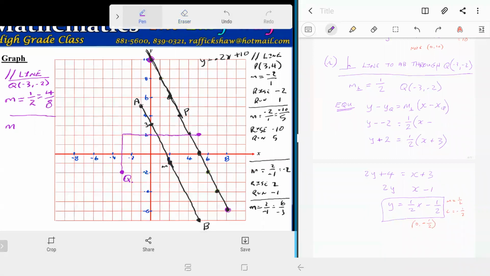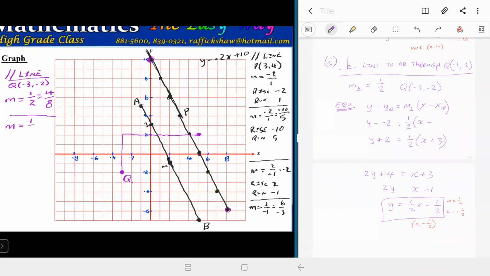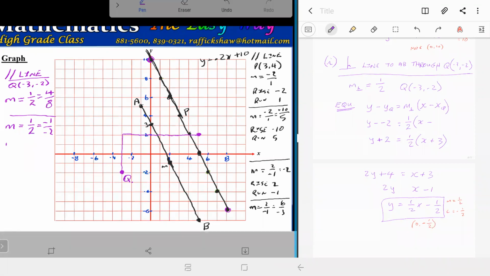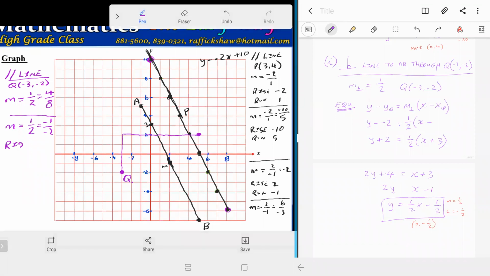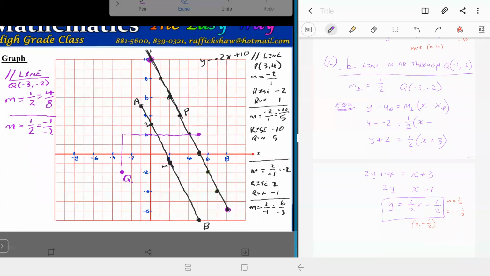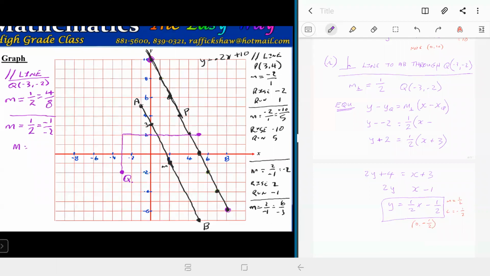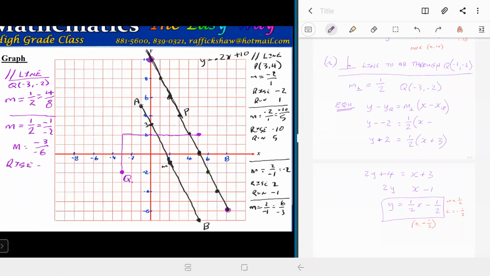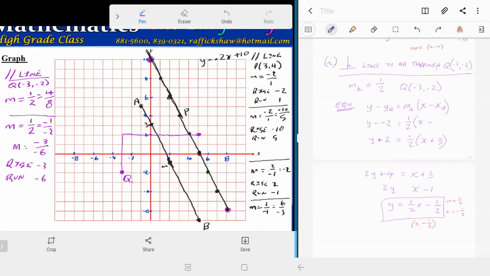Let's try this properly, but I can see clearly. The gradient of a half is actually the same as -1/-2. So in that case, rise -1, run -2, right? So rise -1 means go down 1. Instead of that, we could actually go -3, -6. That is still a half. So this would mean rise -3 and run -6 to draw that line.